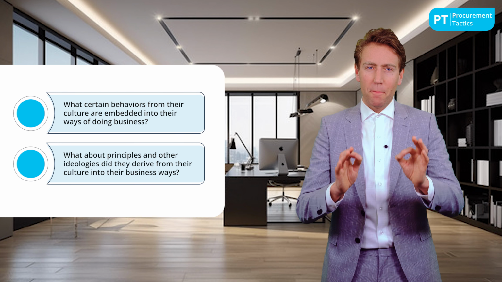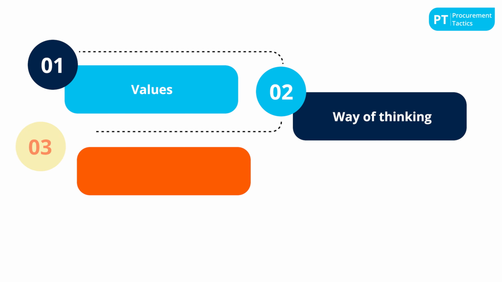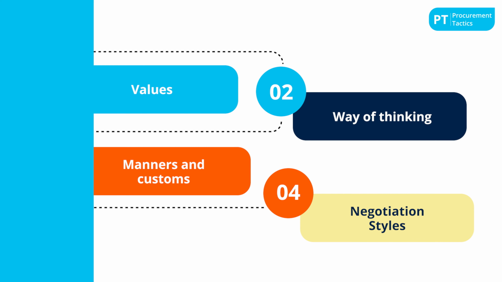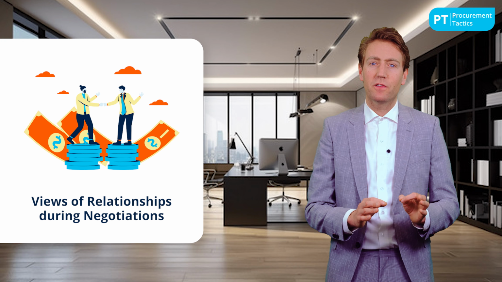Now, if you remember the previous lessons, you've learned about how cultures from across the world vary through 4 aspects. These are values, way of thinking, manners and customs, negotiation styles. For each region, we'll be discussing these 4 things in detail. Sounds pretty exciting, right? You also learn more about how each region generally views relationships during negotiations. Is it important, moderate, very important, or critically important? You also learn how each of these regions likes to build relationships with their business counterparts.